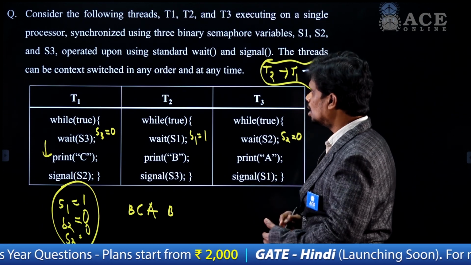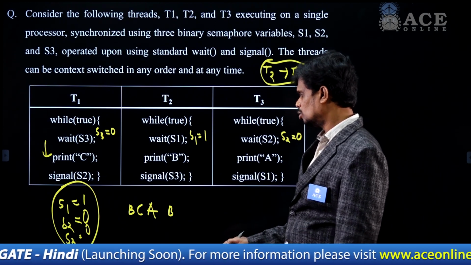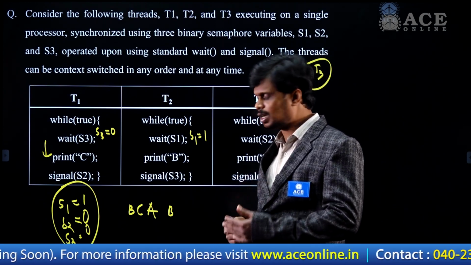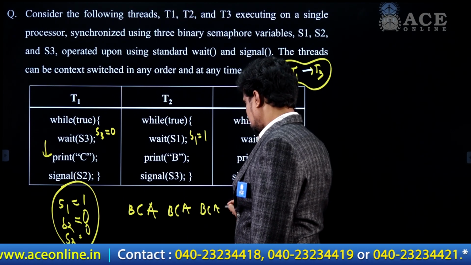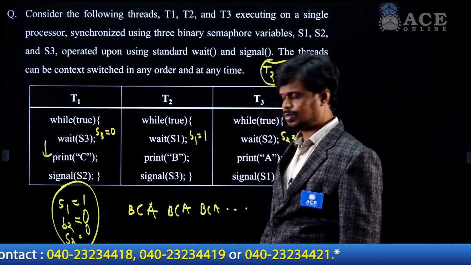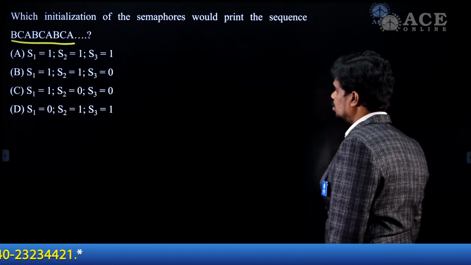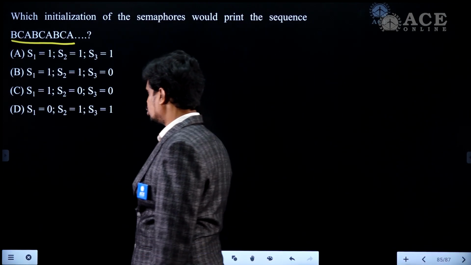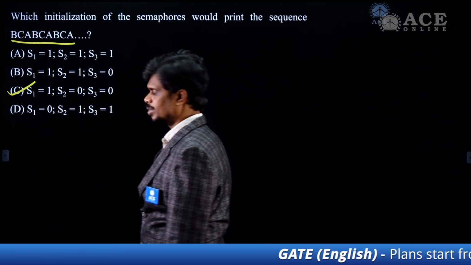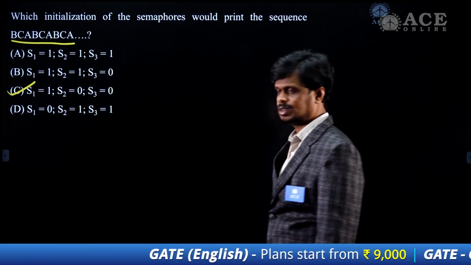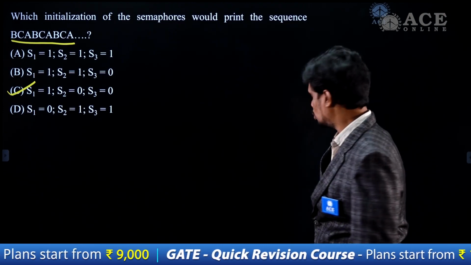This is the way T1, T2, T3 threads keep on rotating, in the sense they keep on executing continuously and keep printing the output order like BCA, BCA, BCA and so on. So this printing is possible with these initial values. So verify these initial values in the options we are having. S1 is equal to 1, S2 is equal to 0 and S3 is equal to 0, which is the correct answer. So this is the explanation for this question. I believe you are clear with the explanation. Let's move to the next question.